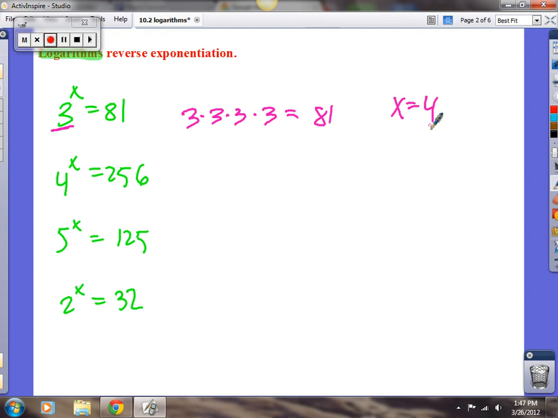Try 4 to the what power is 256. So they're asking you this: 4 times itself, how many times is going to give you 256? What about 5 to the x power equals 125? 5 cubed is 125. So x is 3. What about the bottom one? 2 to the what power is 32? X is 5.